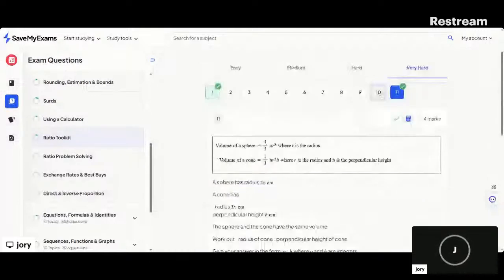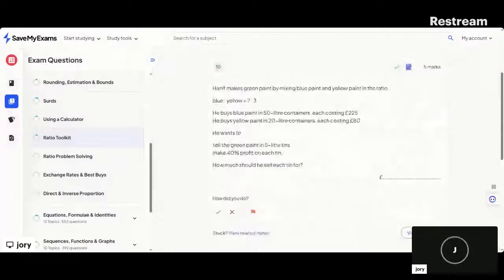Let's try this one. Hanif? What is that? Okay. Hanif makes green paint by mixing blue paint and yellow paint in the ratio blue to yellow 7 to 3. He buys blue paint in 50-liter containers and yellow paint in 20-liter containers, each costing, and he gives the prices. He wants to sell the green paint in 5-liter tins and make 40% profit on each tin. How much should he sell each tin for? It's 5 marks. That's a lot of marks.